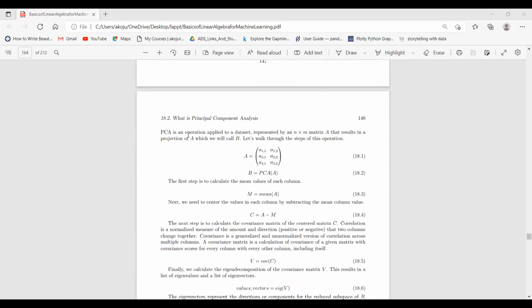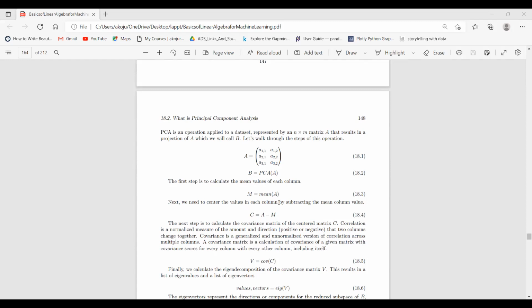Now PCA is an operation applied to a data set represented by an n by m matrix A, which results in a projection of A, which we will call B. So here we are trying to calculate another matrix, B, which is a projection of A. With the help of Python, you can directly calculate B is equal to PCA of A, and it will directly give the matrix, a projection of A, assigned to B.